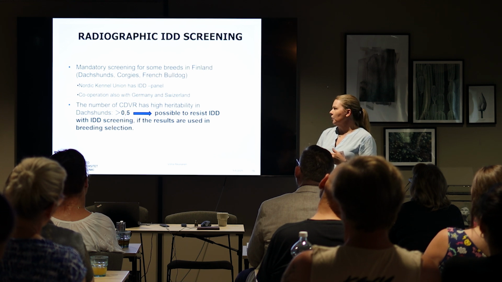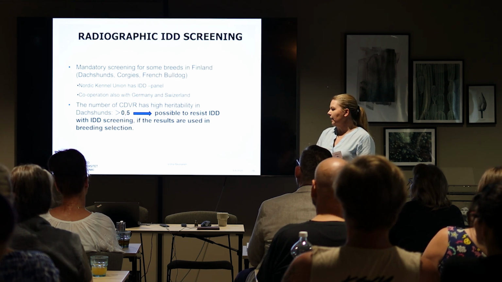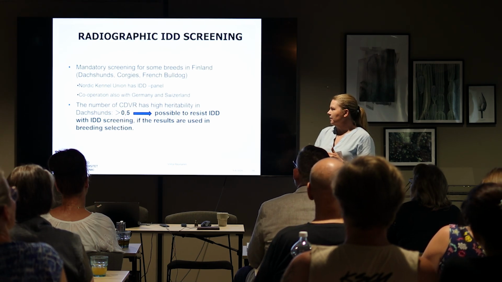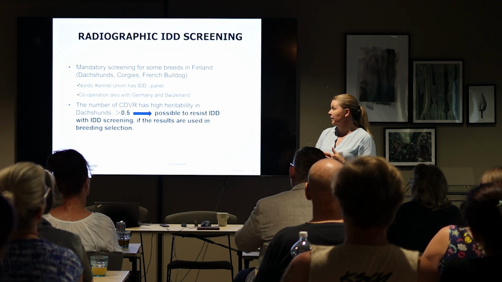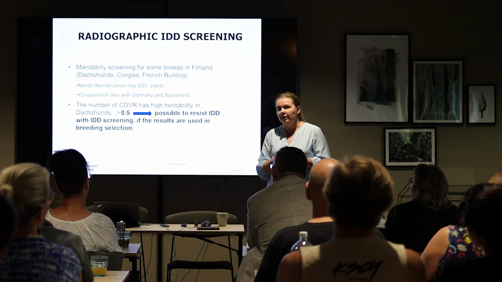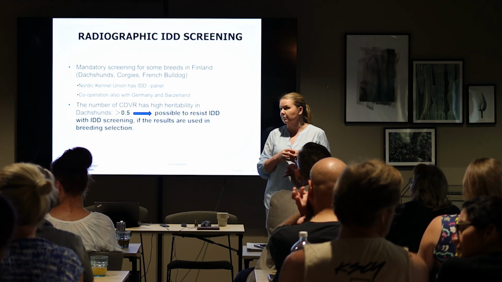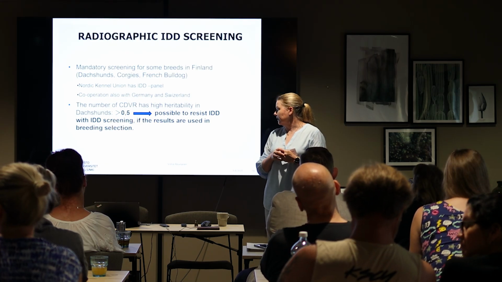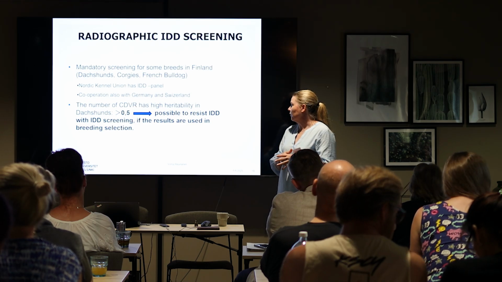So those smaller genetic things that affect this disease, we want to resist them with the screening. When the allelic frequency of this gene is very high, we have to use this radiographic screening to resist this disease, because we cannot exclude them all from breeding.